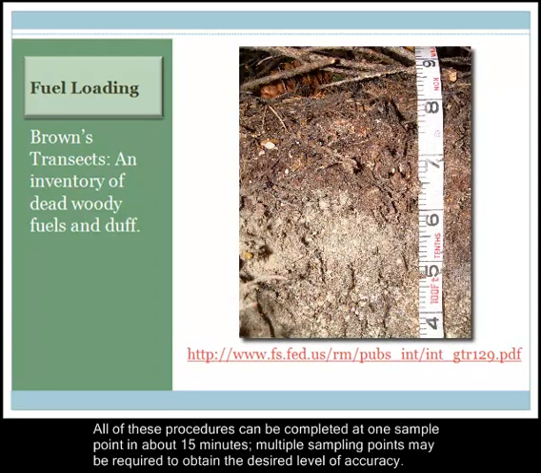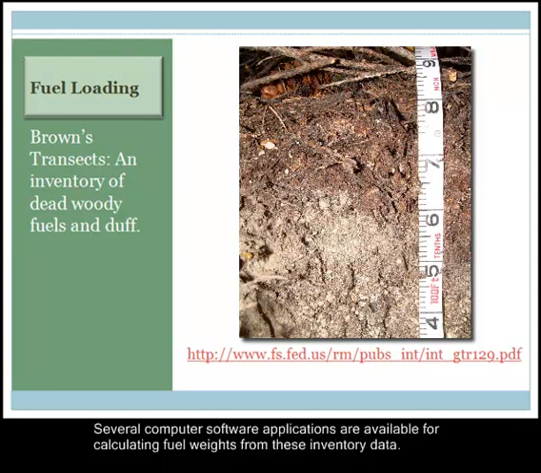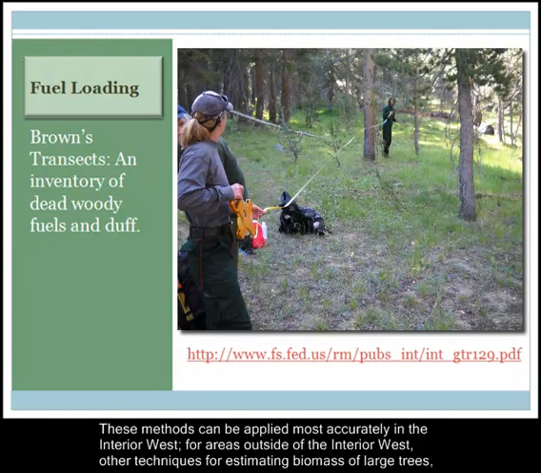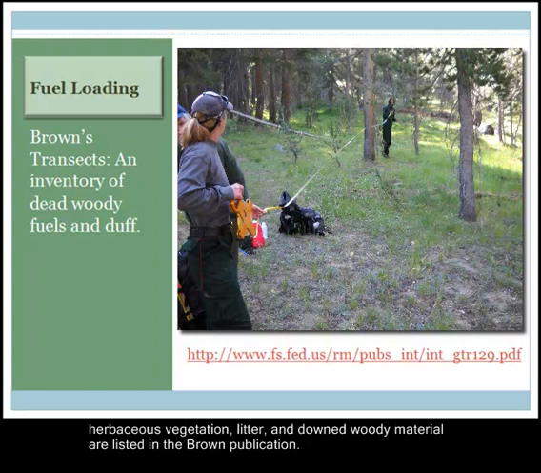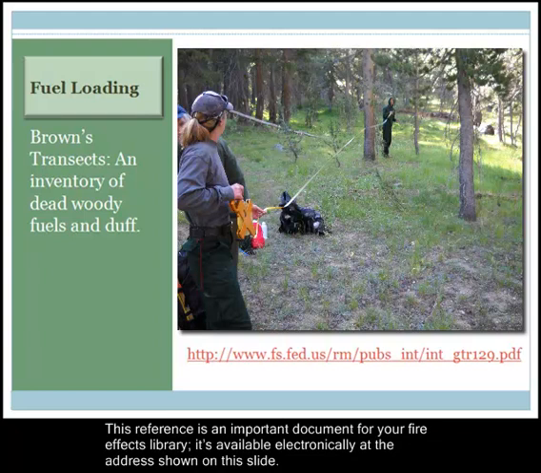All of these procedures can be completed at one sample point in about 15 minutes. Multiple sampling points may be required to obtain the desired level of accuracy. Several computer software applications are available for calculating fuel weights from these inventory data. These methods can be applied most accurately in the Interior West. For areas outside the Interior West, other techniques for estimating biomass of large trees, herbaceous vegetation, litter, and downed woody material are listed in the Brown publication. This reference is an important document for your Fire Effects library. It's available electronically at the address shown on this slide.